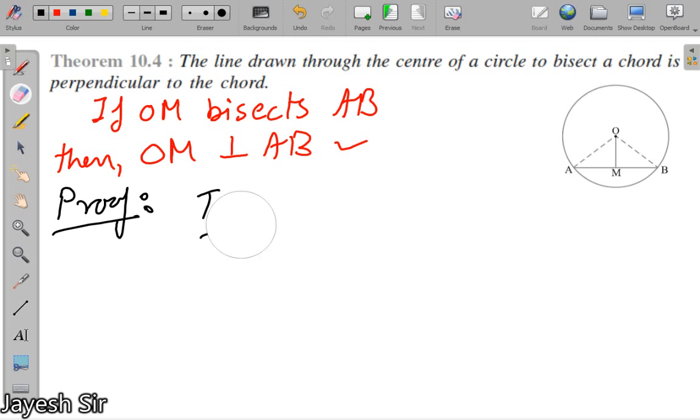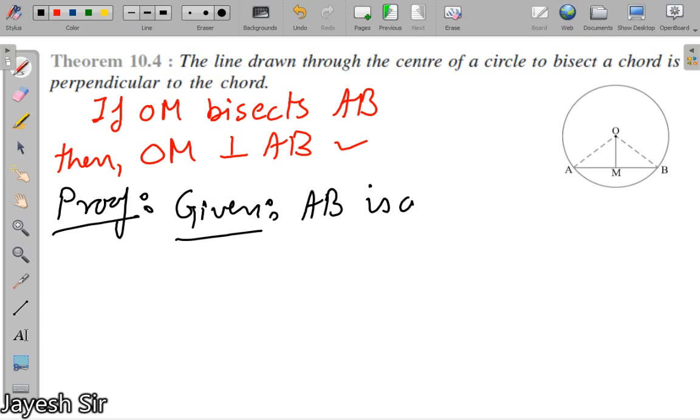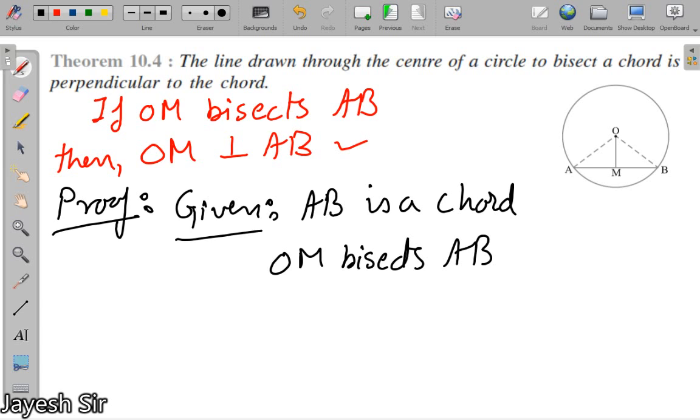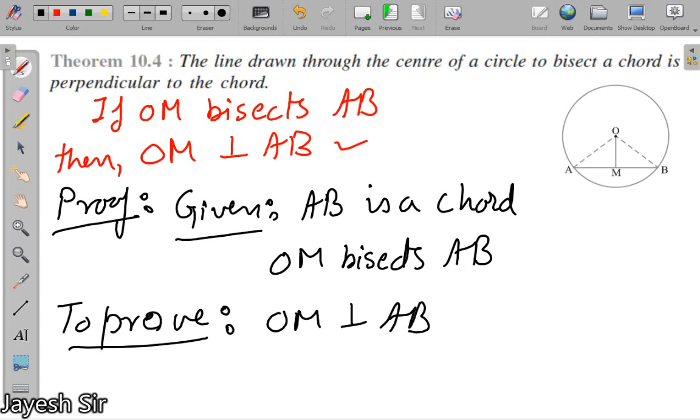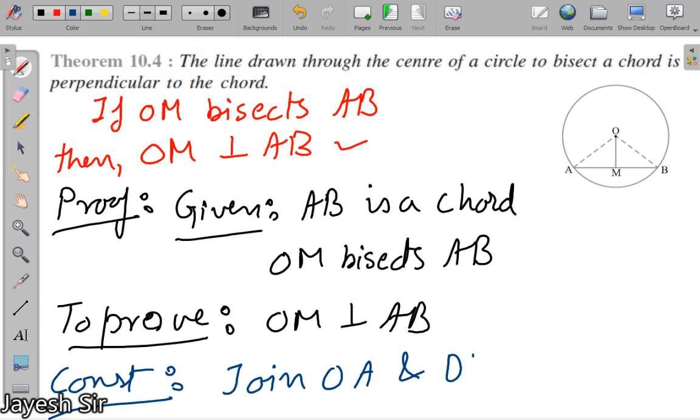Before that, let's start with the given. What is given to us? There are two things given to us. First, AB is a chord. Second, OM bisects AB. OM bisects AB means AM and MB are equal, or you can say M is the midpoint of AB. What you need to prove is OM is perpendicular to AB. Construction, there is a bit of construction here. Construction: join OA and OB.